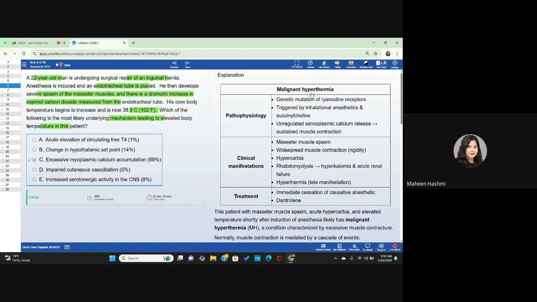Malignant hyperthermia. Again, why is malignant hyperthermia happening? Because of the genetic mutation of the ryanodine receptors. It's triggered by inhalational anesthetics and succinylcholine. Very high yield for you to remember that it causes spasm, hypercarbia, rhabdomyolysis. Hyperthermia is a late manifestation. Again, you reverse it with dantrolene. So the treatment is also very important.